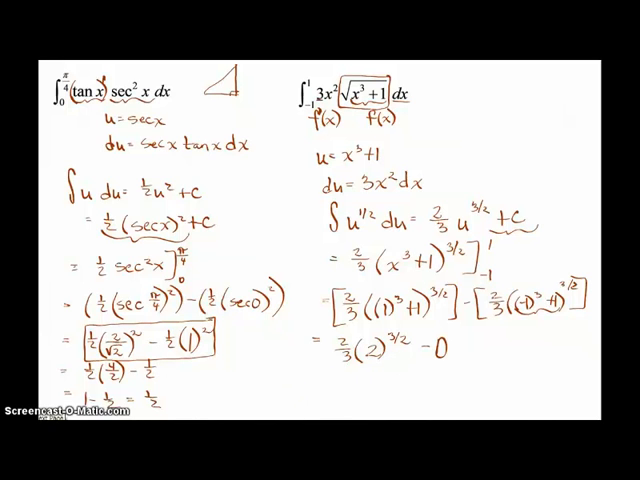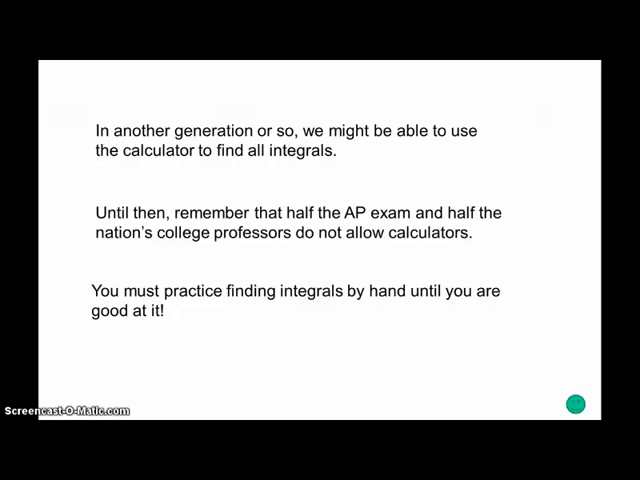Okay? So there's a good, fairly thorough review of u-substitution and all of its pieces and parts and nuances and all of the things we need to think about when we're doing u-substitution. So in another generation or so, we might be able to use a calculator to find all integrals, but for now, we're getting ready for the AP exam, and half of the AP exam is without the calculator. And I can't tell you how many alumni students come back and tell me, thank you, thank you, thank you, thank you for making me learn calculus without that calculator pacifier, because my math professor, my Calc 3 professor, my DiffyQ professor does not allow calculators anywhere in the classroom.